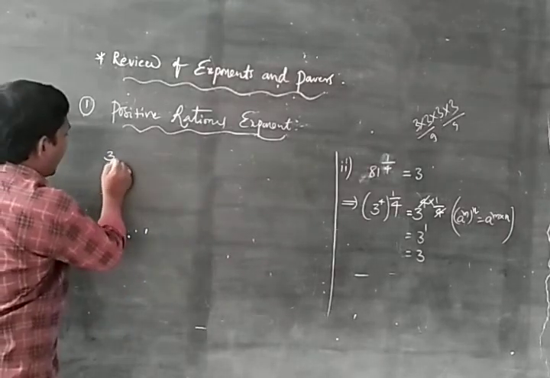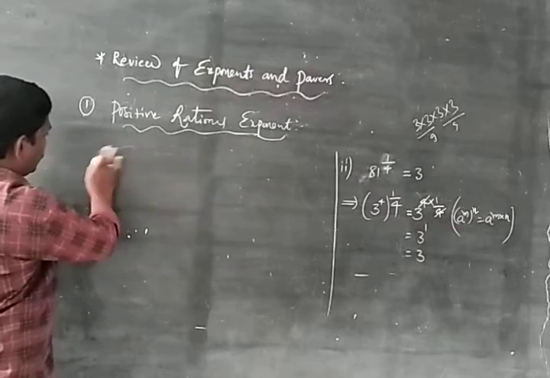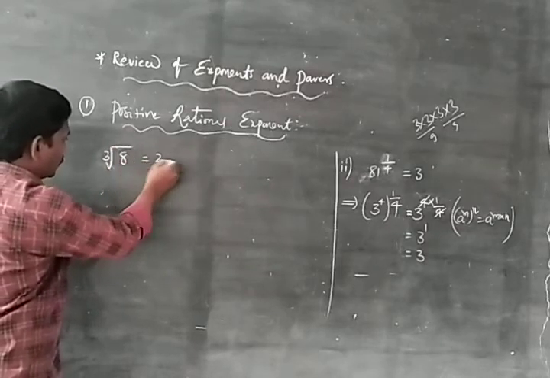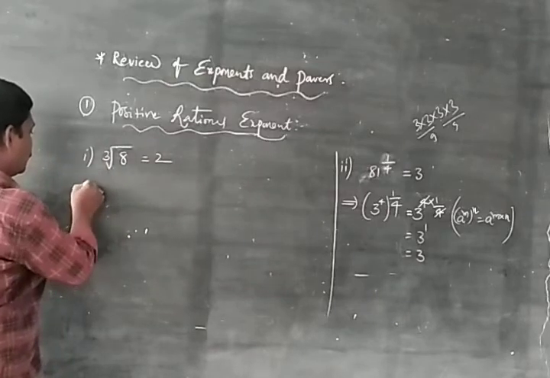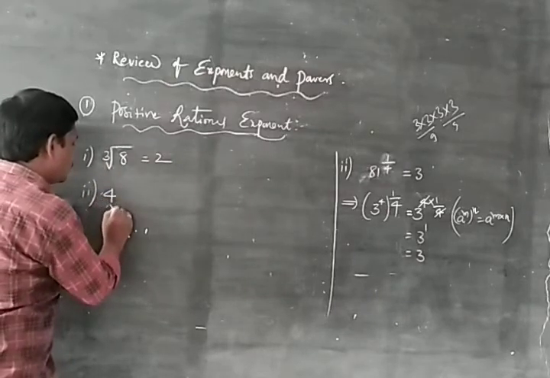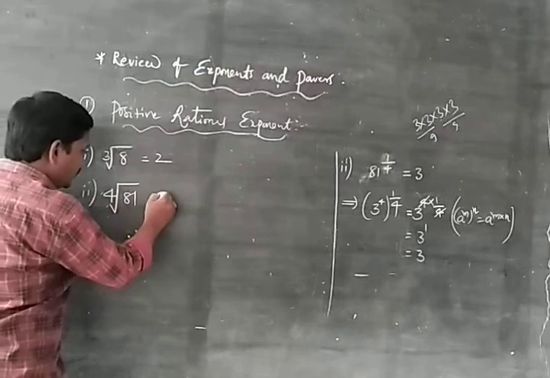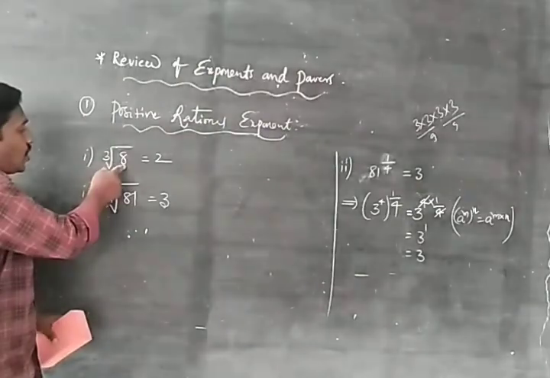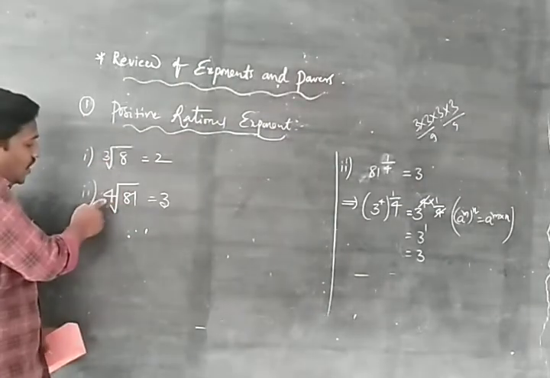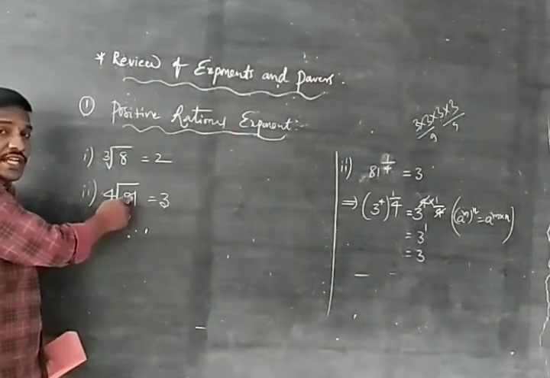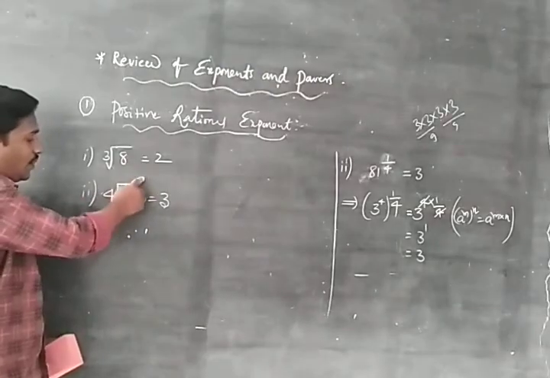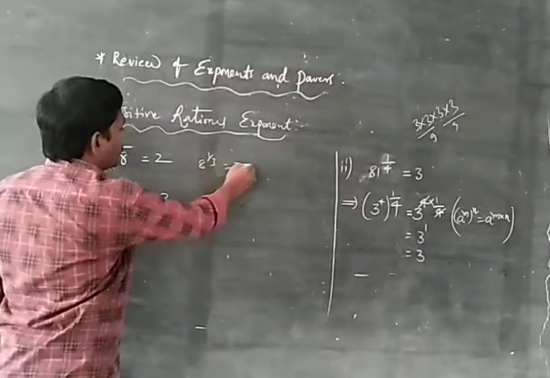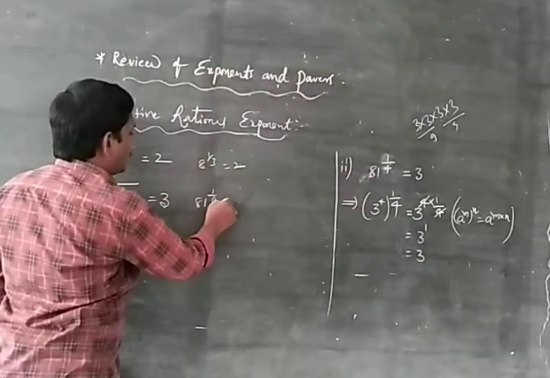Cube root of 8 equals 2. Fourth root of 81 equals 3. From the two examples we can write: cube root of 8 means 8 power 1 by 3, and fourth root of 81 means 81 whole power 1 by 4. What is the answer? 8 power 1 by 3 is 2. 81 whole power 1 by 4, that is the answer 3.